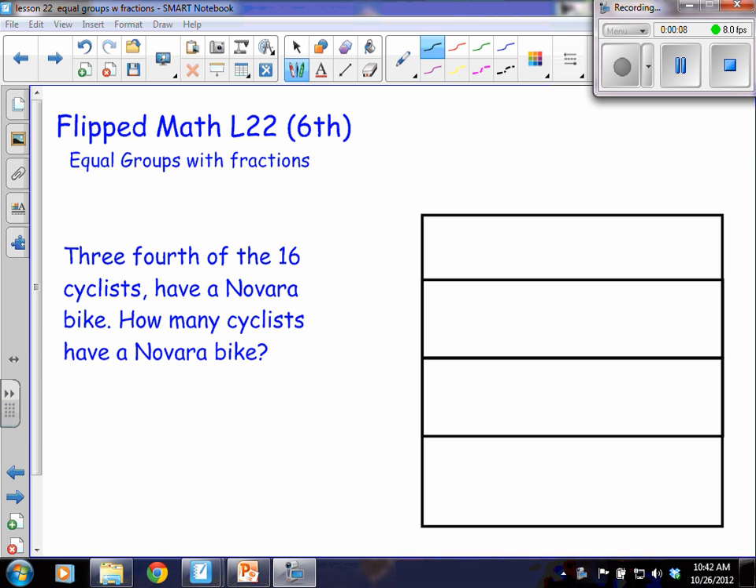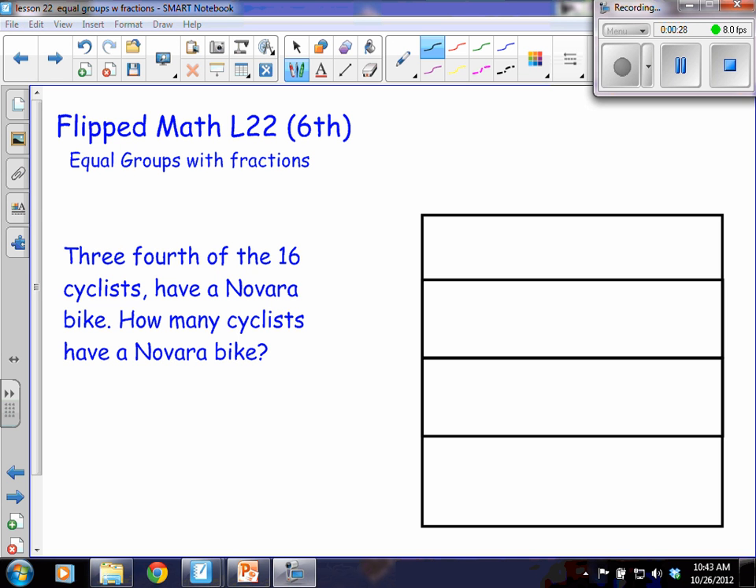Today we're going to work with equal groups that include fractions. We're going to go through a series of word problems to help us pictorially understand what is happening in each of these problems. We want to look at this in a couple of different ways. We start with our first example.